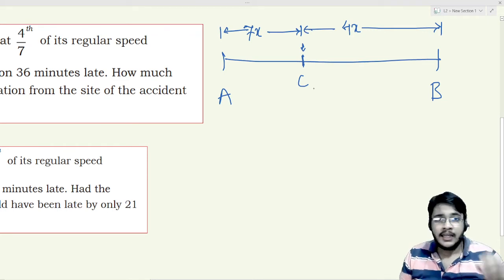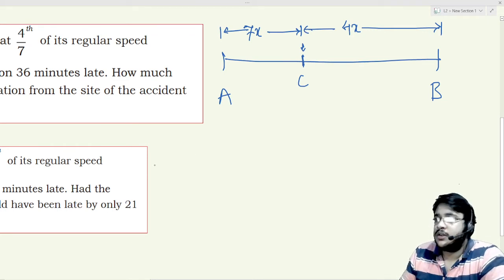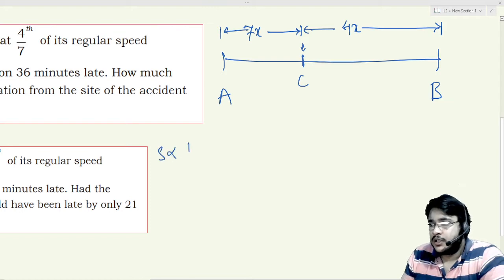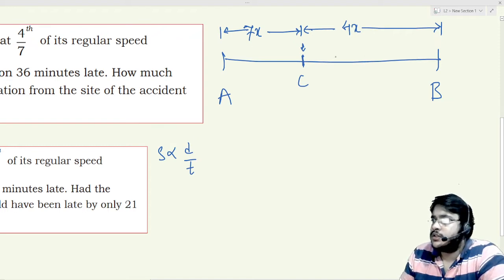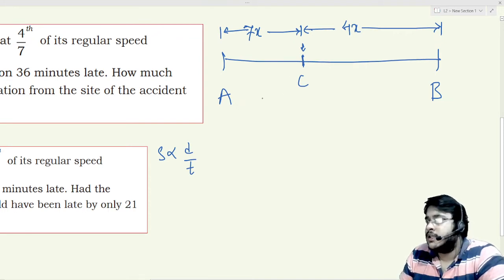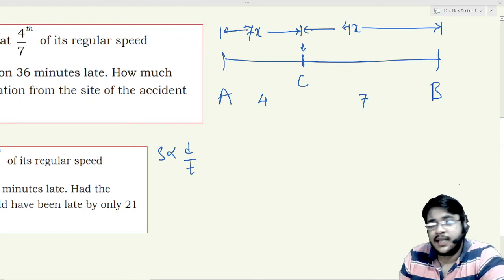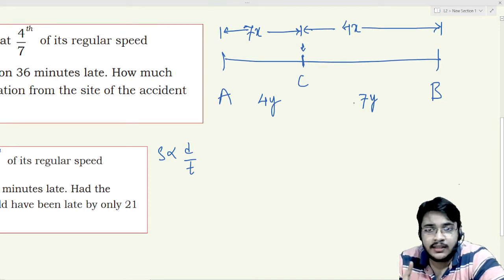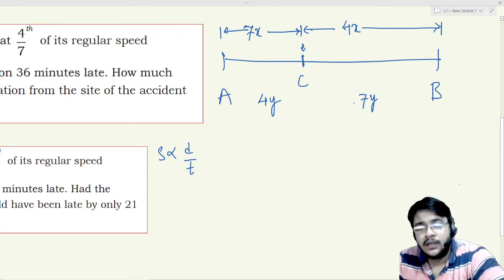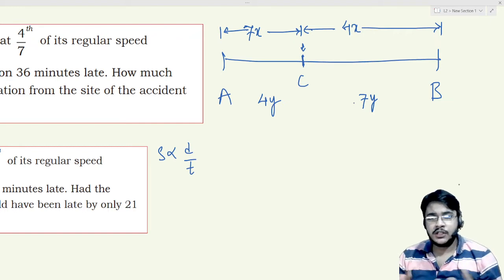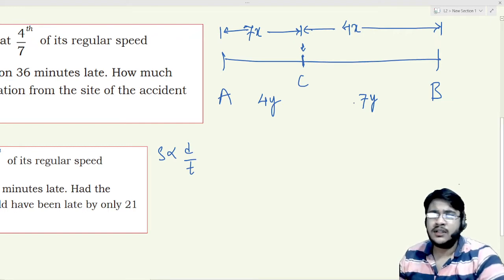Because speed is proportional to distance upon time, and we are considering the distance to be constant, I can say that the time will be in the inverse ratio of the speeds. In other words, it will be 4 and 7. Now understand one thing, the absolute values of the time will not be 4x and 7x. In this case it will be 4y and 7y. It is very important that you understand this concept. If you are familiar with the manipulation of ratios, these types of questions will never pose a problem to you.